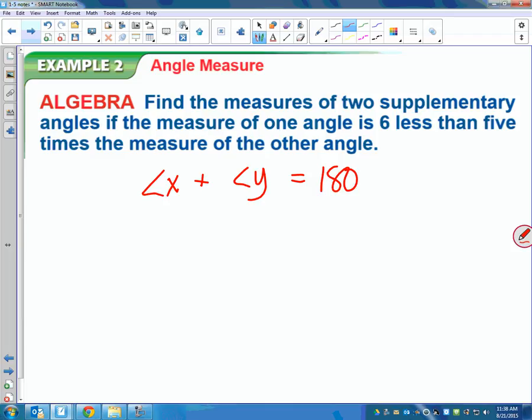One angle is 6 less than 5 times the other angle. Again, you can use whatever variable you want here, but if I call the first angle angle x, then I could write the second angle in terms of angle x, because they tell me that one angle is 6 less than 5 times the measure of the other. How do you write 6 less than 5 times the measure of an angle? What do you think, Zoe?